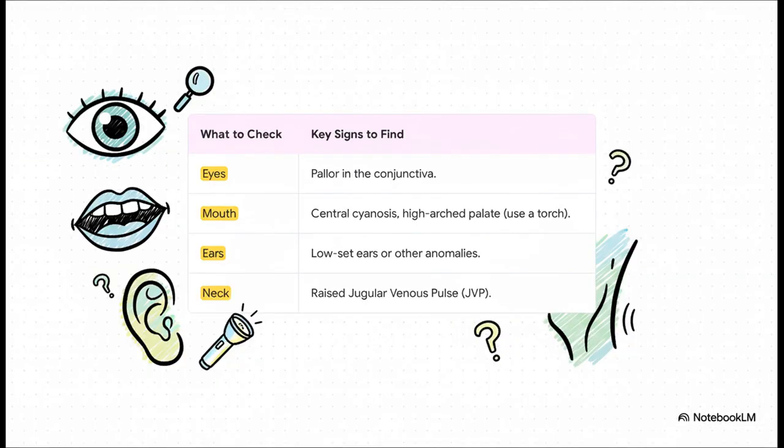All right, moving on up to the head and neck. Think of this as a quick checklist. You'll gently pull down the lower eyelid to look for pallor. And here's a key tip for the mouth. You always have to use a torch. You simply cannot see central cyanosis or a high-arched palate properly without one.